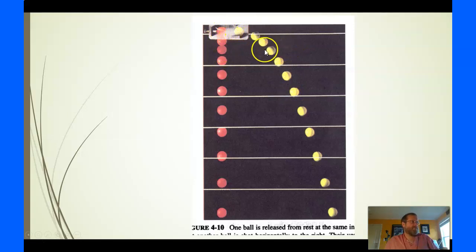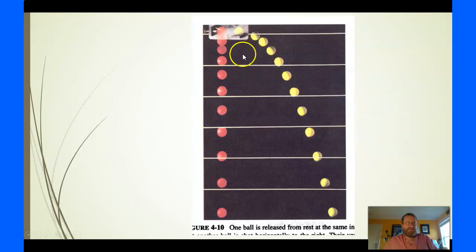1, 2, 3, 4, 5, 6, 7, 8, 9, 10, 11, 12. Flash of the strobe light. 1, 2, 3, 4, 5, 6, 7, 8, 9, 10. Another one in there you can barely see because of the glare. 11 and then 12. At each flash of the strobe light, the balls are at the same height.